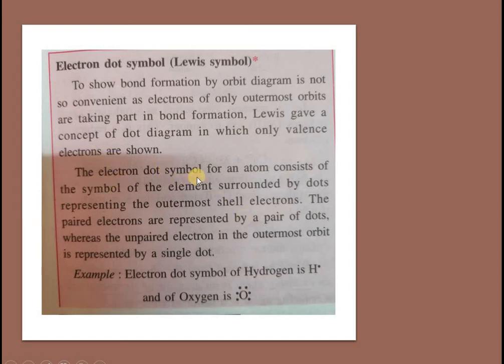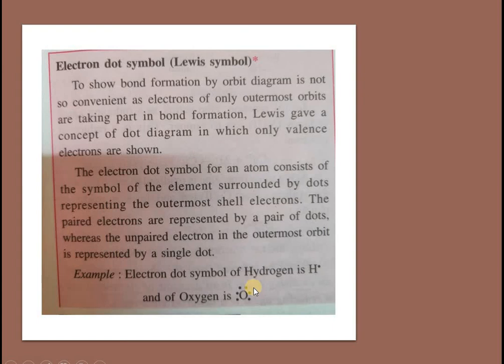So the electron dot symbol for an atom consists of the symbol of the element surrounded by dots representing the outermost shell electrons. The paired electrons are represented by a pair of dots, whereas an unpaired electron in the outermost orbit is represented by a single dot. Now in this case you cannot understand, but in the next slide you will be seeing, you can understand.